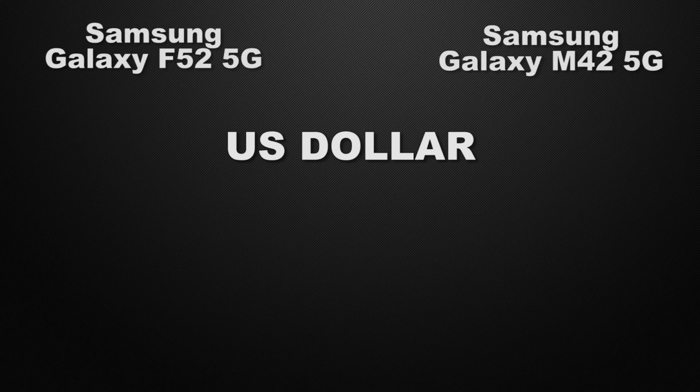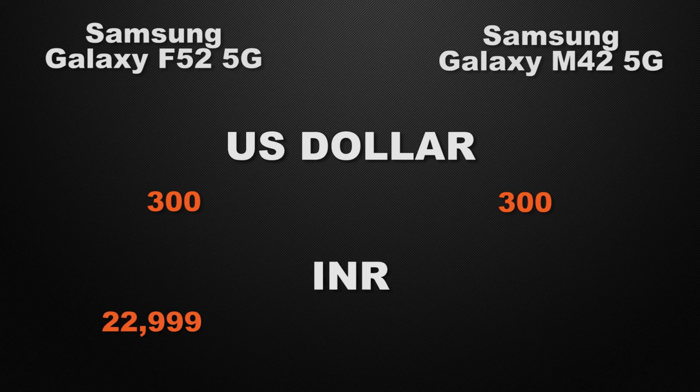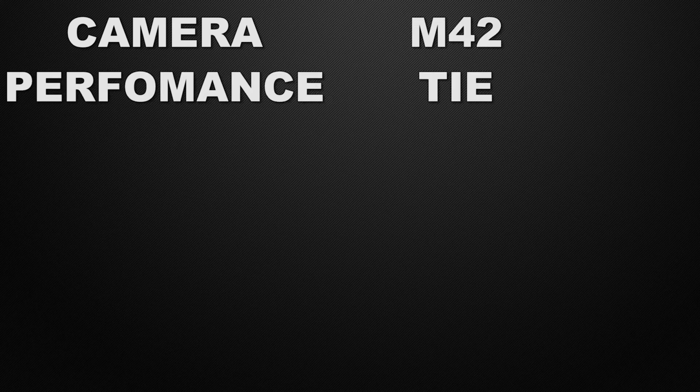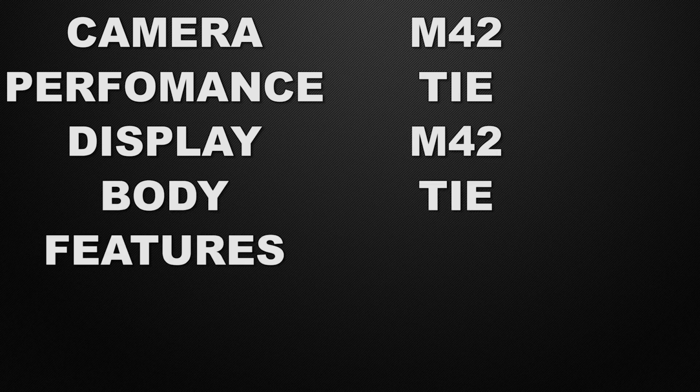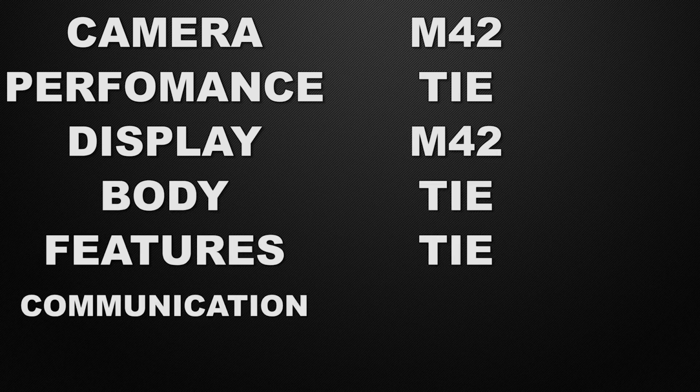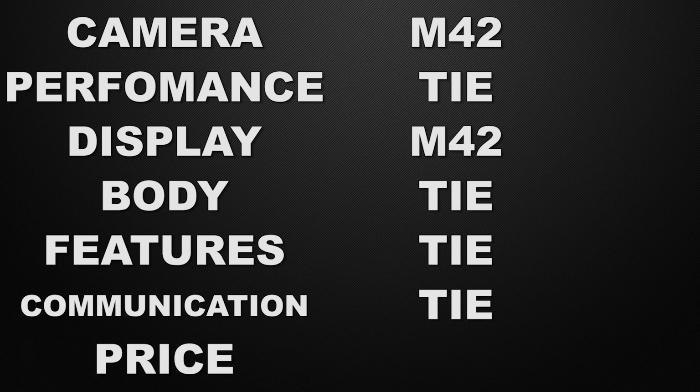Moving to the price of the devices in the international market, the starting range of F52 is around $300, whereas M42 is available from $300. In the Indian market, F52 starts from 23,000 rupees, whereas M42 is available from 22,000 rupees. So the conclusion of the video is: in the camera the winner is M42, in the performance it's a tie, in the display the winner is M42, in the body segment it's a tie, in the features of the device it's a tie, in the communication chips it's a tie, and about the prices the winner is M42. So the decision is totally yours.